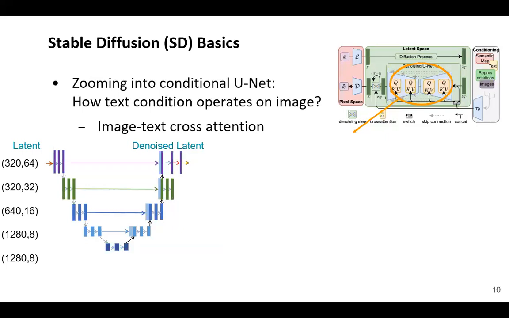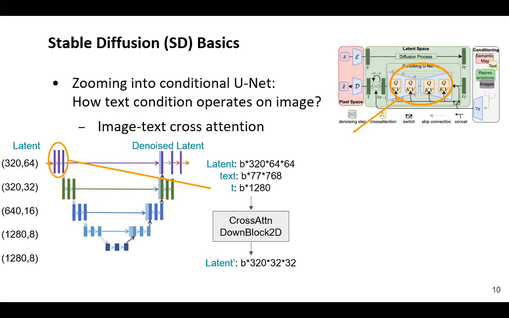So here we further zoom into this text condition unit to see how the text condition actually operates on the image feature, or the latent, so that we can produce a reasonable image. At a high level, this is a UNet. At the bottom left, we show a very abstracted view of what the unit looks like, which consists of a series of downsampling blocks as well as later upsampling blocks with some skip connections in between.